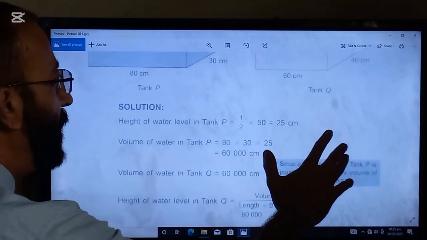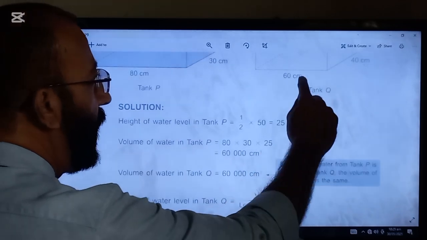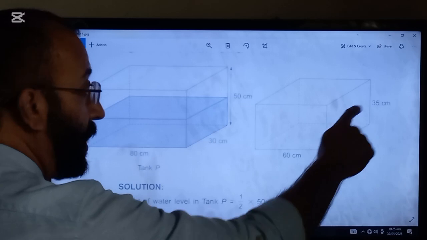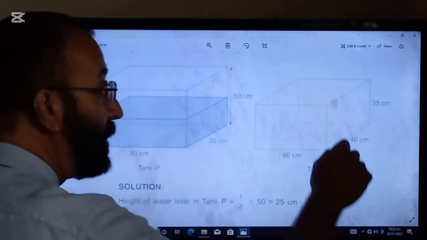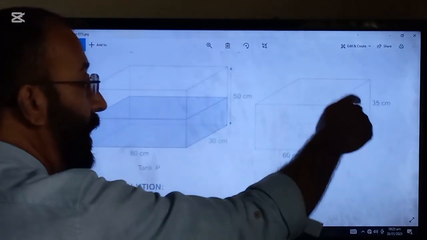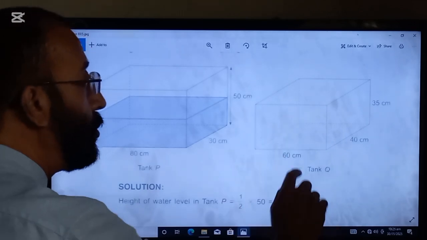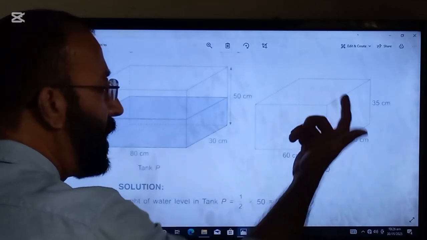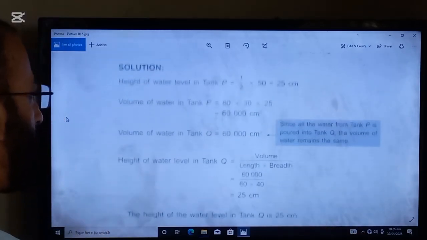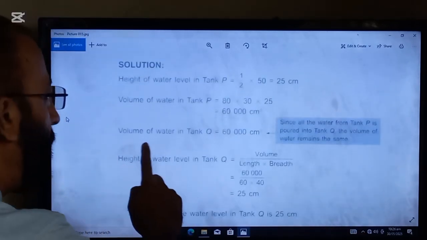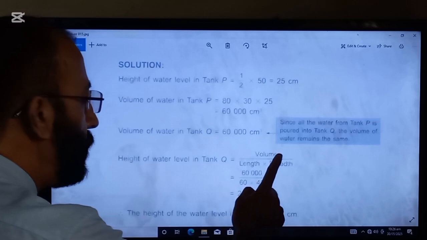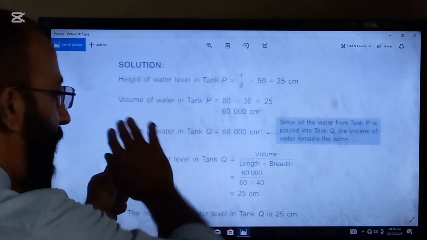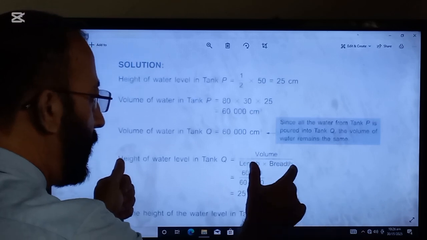Again, the formula will be used for tank Q: length multiplied by breadth multiplied by height of the water. This height will not be used because this is the full height of the tank Q. Actually, we want to know the height of the water. It may be up to here or here, maybe here, whatever. So again, the formula will be used. Length multiplied by width multiplied by height is equal to the volume. Because height is the requirement, length multiplied by breadth will go to the denominator of the volume.